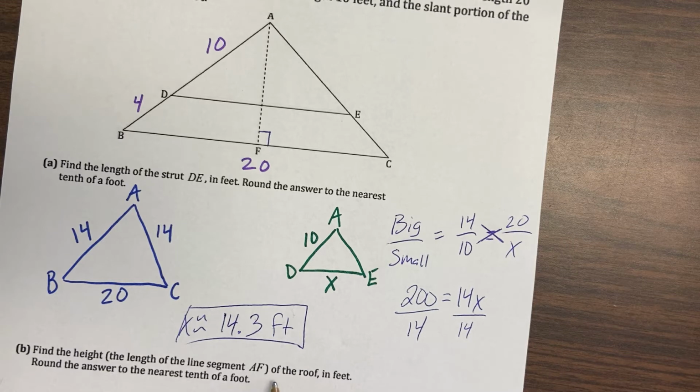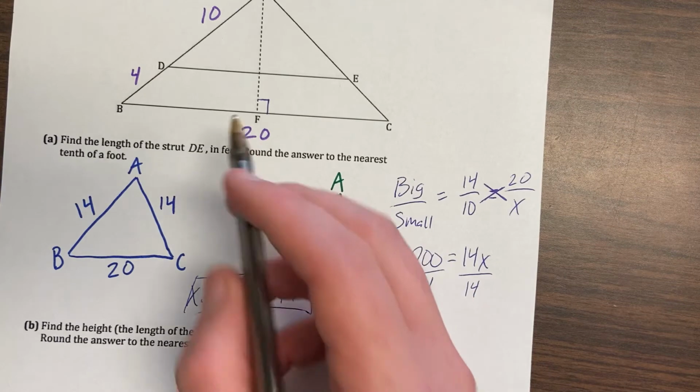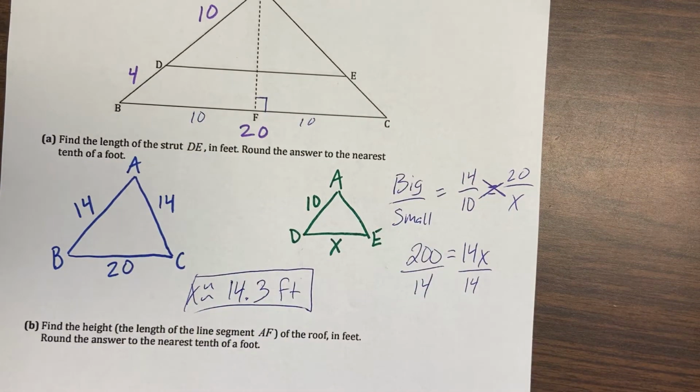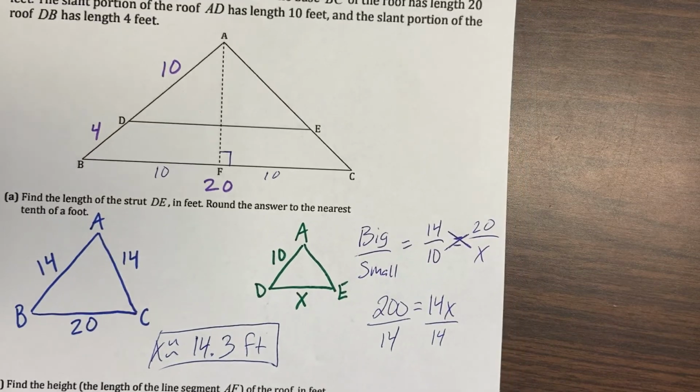It's line segment AF of the roof in feet. So we want to round our answer to the nearest foot. So we need to find the height of this guy. And again, we can assume that this is an angle bisector, so it splits this in half. That whole thing is 20, so we can assume both sides are going to be 10.